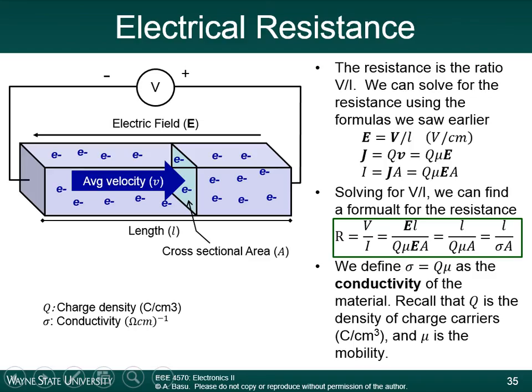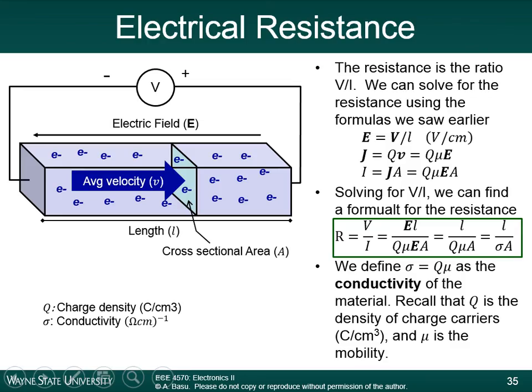We have these three fundamental equations to work with. Now, all we do to find the resistance is we take the voltage and divide it by the current. The ratio V divided by I: R is equal to V divided by I.